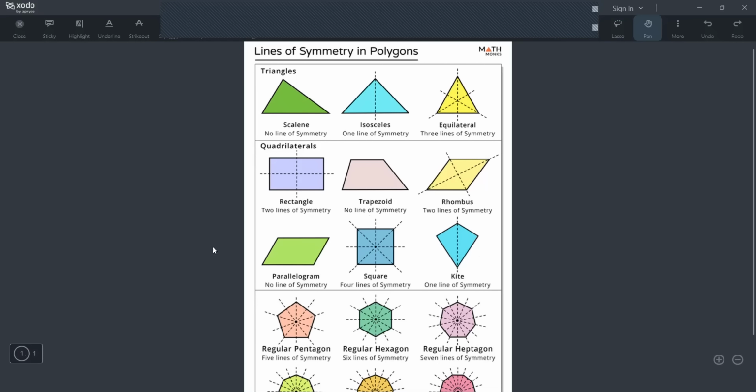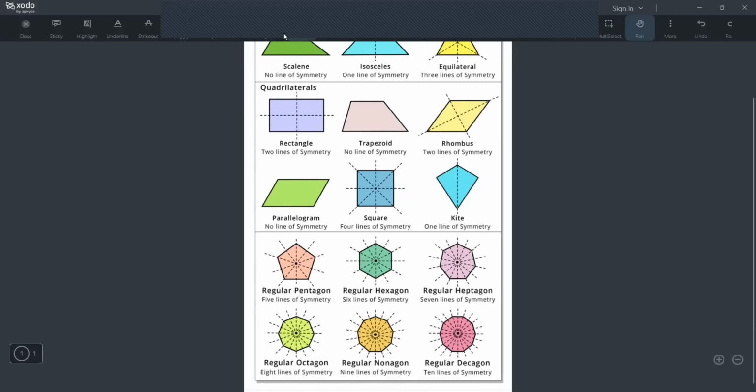So you can read here. Okay, lines of symmetry. So if it's an irregular triangle, irregular means all different sides of the triangle, there's no line. Isosceles 1, equilateral 3, and so on. You can just look at all of them. Okay, for octagon, I was right. There's 8 axes of symmetry if it's a regular octagon. If you want to know for nonagon, it's written here: 9, 9, 10, 10, 7, 6, 5.